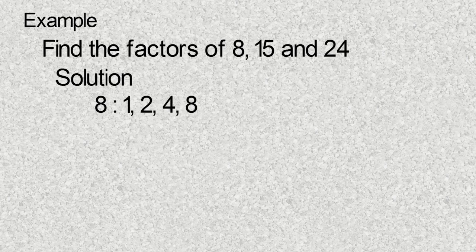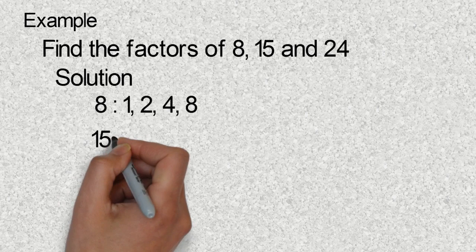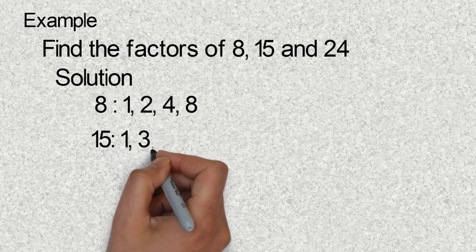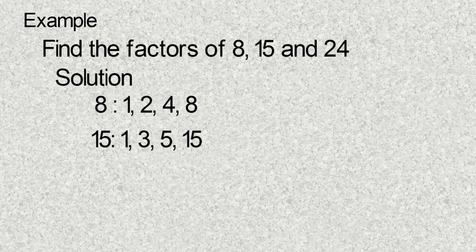Also, the factors of 15 are 1, 3, 5, and 15. How do I know? If I divide 15 by 1, it gives me 15 with no remainder. If I divide 15 by 2, I will get 7. 7 times 2 will give me 14. 15 minus 14 will give me 1. So that's a remainder of 1. So 2 is not a factor. Also if I divide 15 by 3, I get 5. 5 times 3 will give me 15. 15 minus 15 is 0. So that's no remainder. So also 5, so also 15.